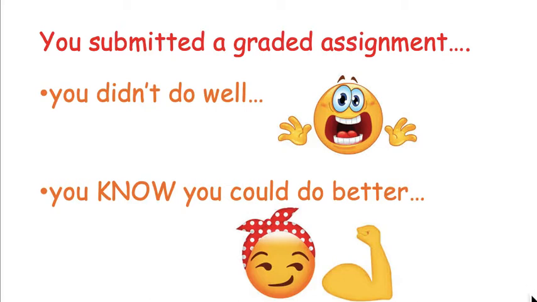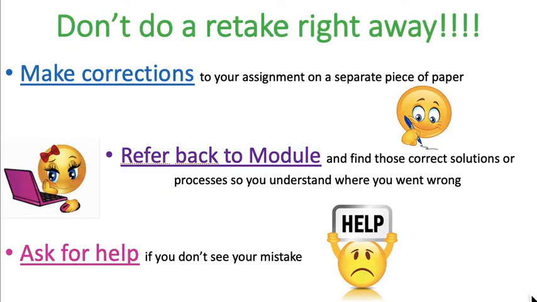You've taken your first one. You either didn't do well enough, or you did well but want to do better. Do not take the retake right away. You need to make corrections to the assignment. Get out a piece of paper and go through what you did wrong. On those screens, you will see, once you've submitted your test, what problems you got incorrect. Go through and make corrections to those.